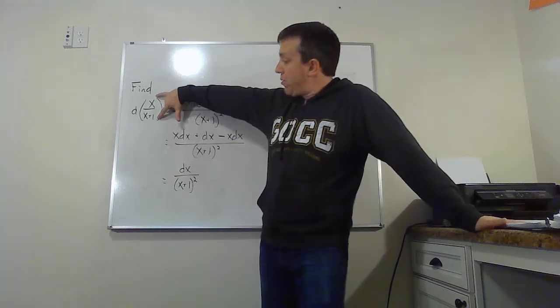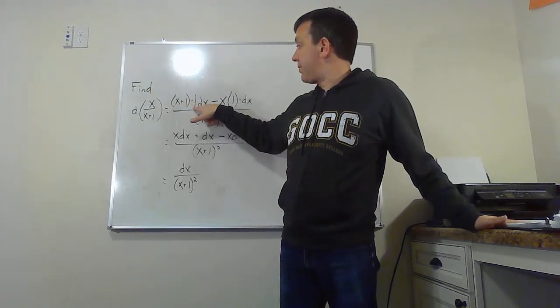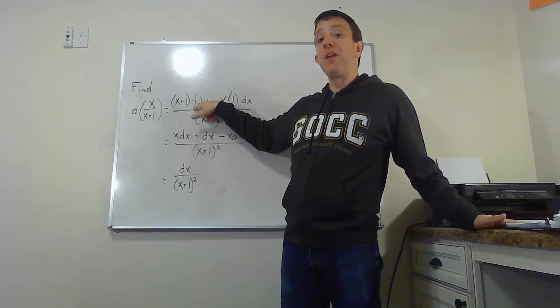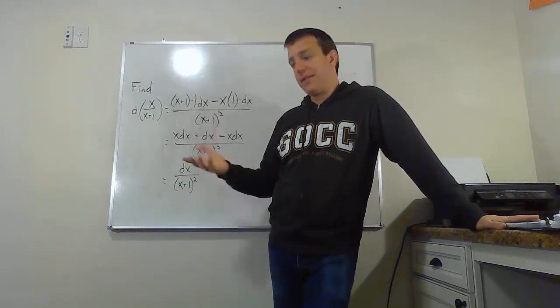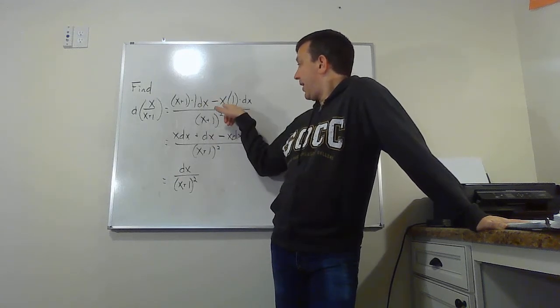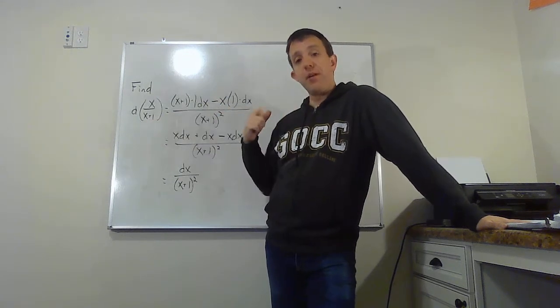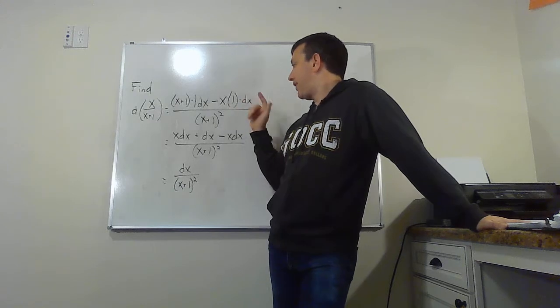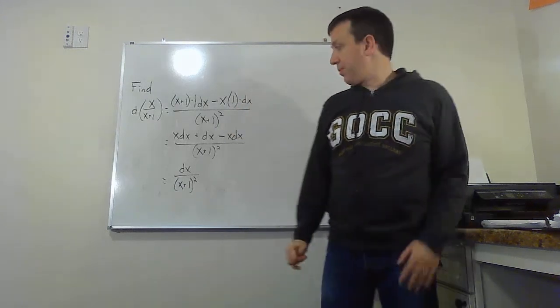So this is a quotient rule, so I have the bottom times the derivative of the top, which is 1. But because it's an x, when you take its derivative, you need a dx. Minus the top times the derivative of the bottom, which is also 1, but again with that dx, and all over the bottom squared.